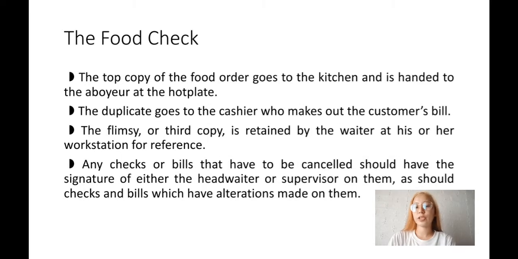So, next is the food check. So, ito, nasabi ko na rin to kanina, na yung first copy nga ng food order is mapupunta sa kitchen and is handed to the aboyeur at the hot plates. Then, yung second copy goes to the cashier who makes out the customer's bills. And the third copy is retained by the waiter at his or her workstation for reference. And kapag merong any check or bills na na-cancel, dapat meron siyang signature of either head waiter or ng supervisor nila. Assured check and bills which have alteration made on them.